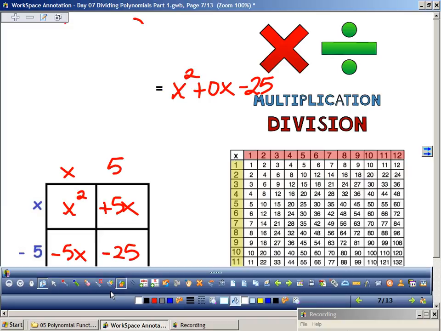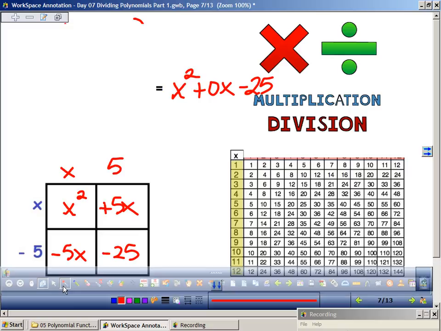Have you guys ever seen this? A multiplication table is actually a division table as well. How many times does 4 go into 12? 3 times. How many times does 5 go into 55? 11 times. This is really a big division sign. Multiplication and division are inverses of each other.